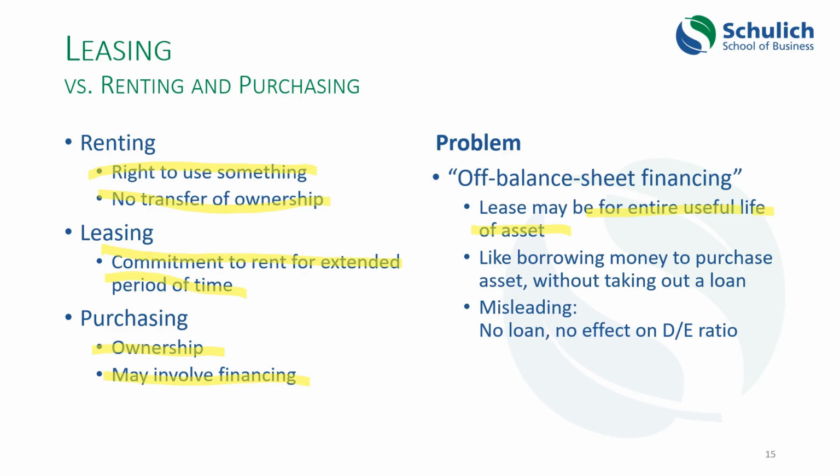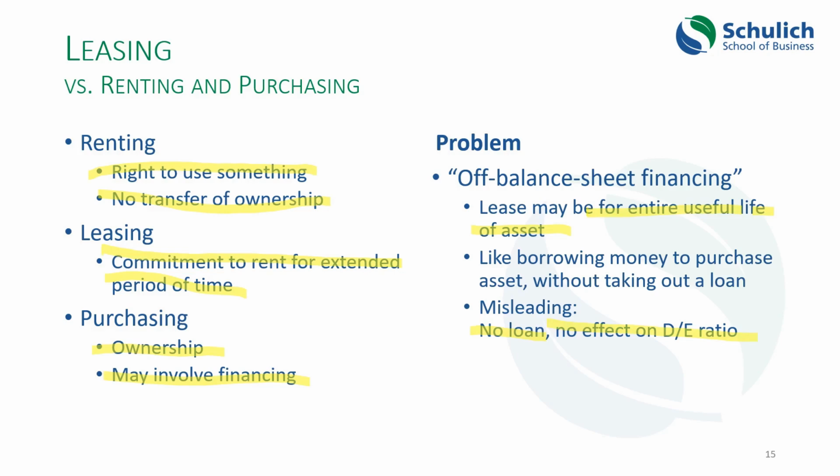And this is a little bit misleading because you've effectively got the use of the asset for its entire useful life, but there's no loan showing on your liabilities. And therefore, there is no effect on your debt to equity ratio. And again, this is what's called off balance sheet financing, and it's considered a big problem.